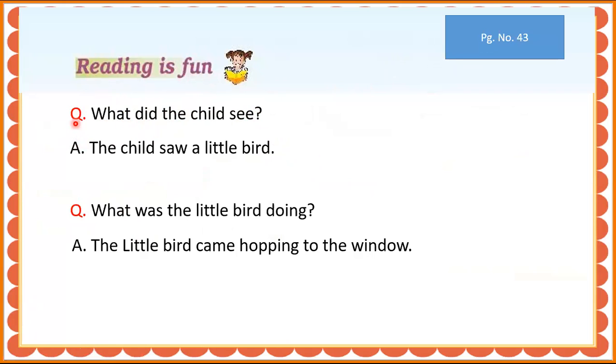Reading is fun. First question, you see, what did the child see? Let me repeat the question. What did the child see, children? This child saw a little bird. Answer, the child saw a little bird. C-H-I-L-D, child. Child means a small boy or a girl. L-I-T-T-L-E, little. Little means very small. B-I-R-D, bird. Bird you all know, yes? Yes. The child saw a little bird.